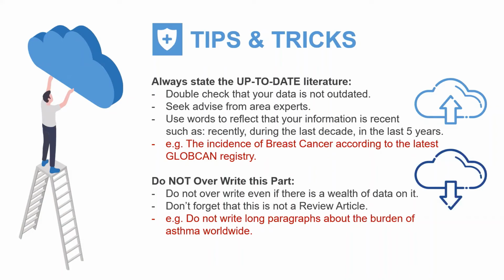For example, the incidence of breast cancer, according to the latest GLOBOCAN registry, was 1 in 3. And when we look at the reference, we find that it's an old GLOBOCAN registry data, for example maybe 10 years ago, and there are 2 updates after that data. So it has to be up to date.